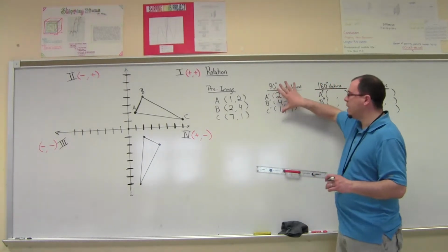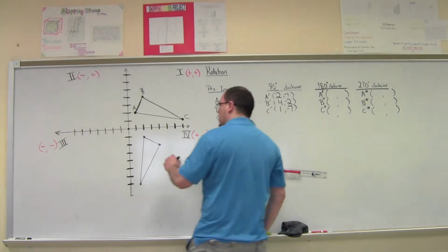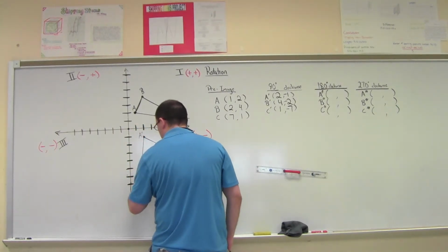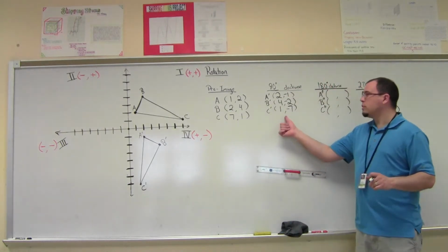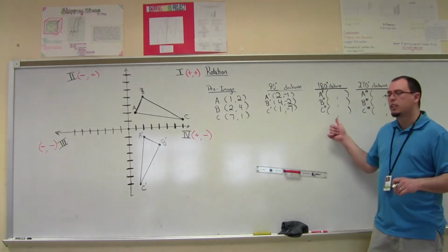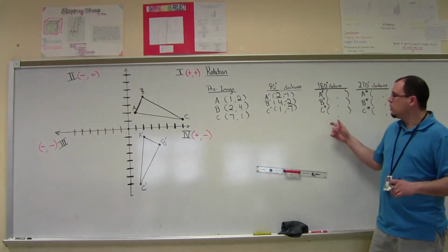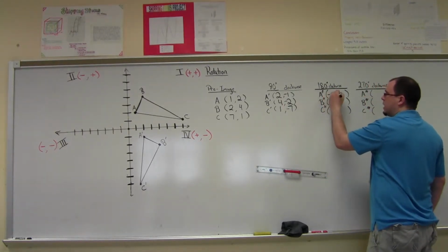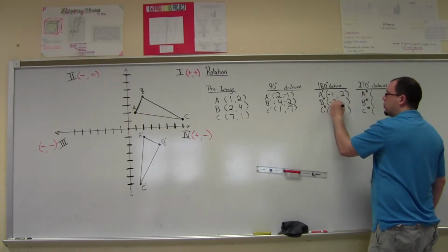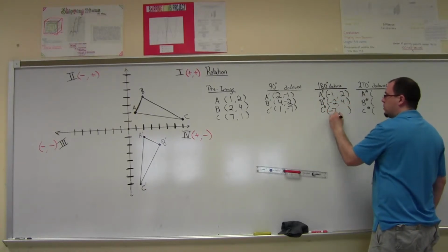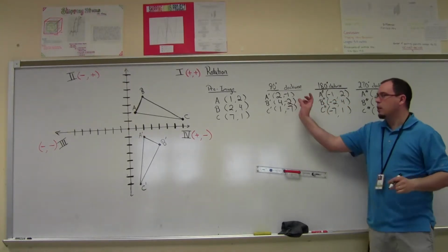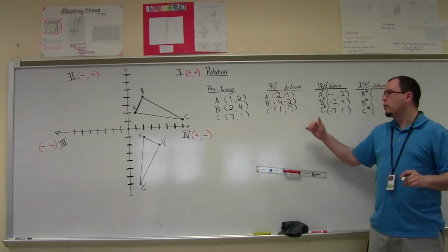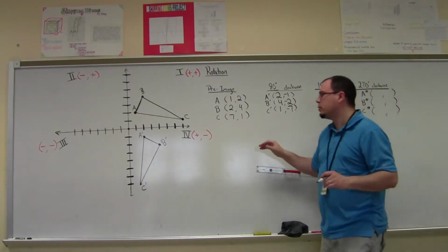Now we can take our A prime, our B prime, and our C prime, which I should label, and we can rotate that another 90 degrees to get to 180 degrees clockwise. So we'll try that again. Again, we're going to flip our x and y values, so we now get negative 1, 2, negative 2, 4, and negative 7, 1. So we flipped our x and y values, and again, because we're going clockwise, we're going to change the y value.